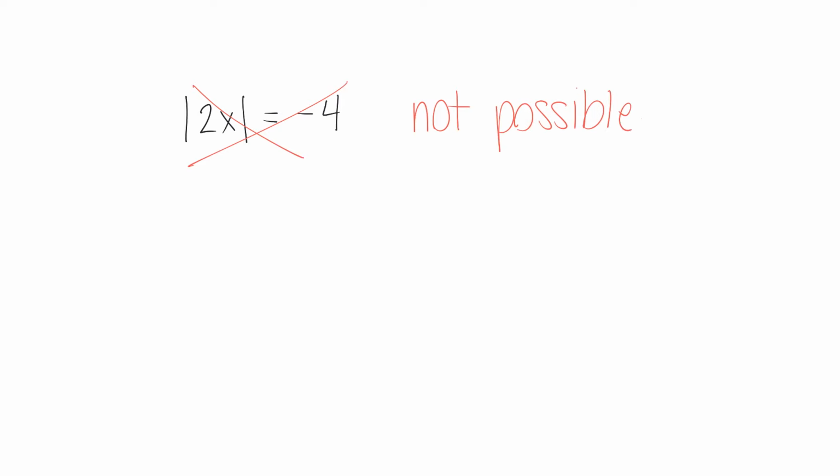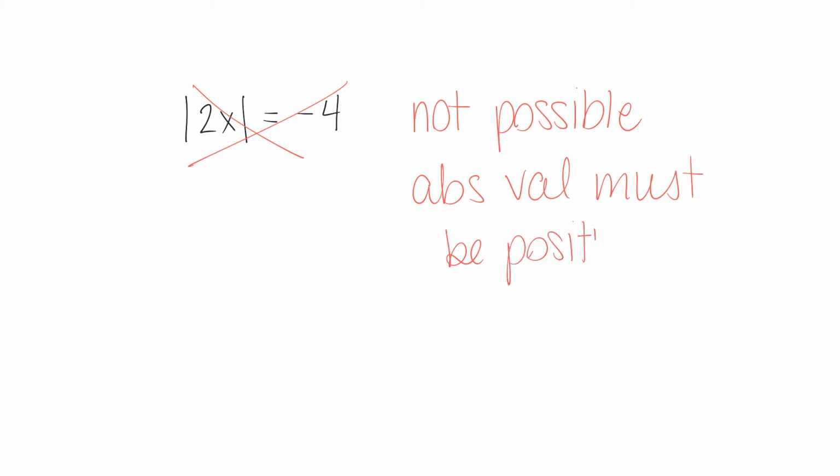An absolute value must be positive. Absolute value must be positive. So make sure that whatever your absolute value equals is not a negative number. Your x value can be negative, but your absolute value must be positive. So just watch out for that. They'll pop up here and there periodically, and you don't want to let them catch you.